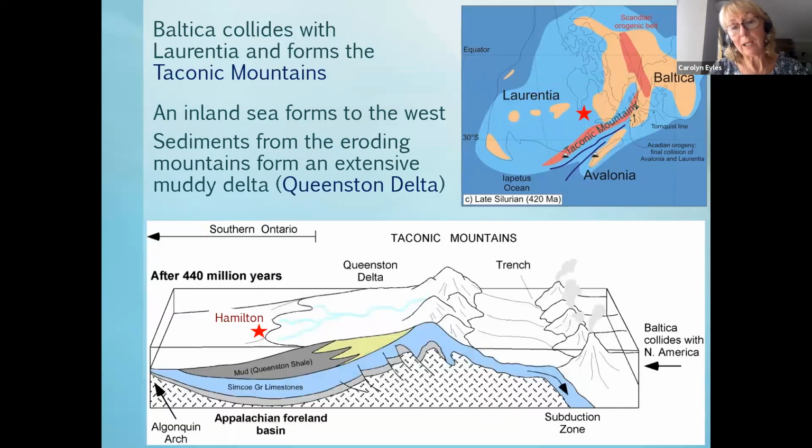So this diagram at the bottom here shows what's happening. East is to the right and west is to the left. Baltica has collided from the east, and we have the Taconic Mountains formed. And then towards the west, we have the sediments that are being eroded from the Taconic Mountains, being carried by rivers into the seaway, which lies to the west, and forming a large delta. And this is called the Queenston Delta. And it's a large body of sediment which extends out into the seaway to the west. And these are the sediments that now form many of the rocks that we see exposed in the Niagara Escarpment.